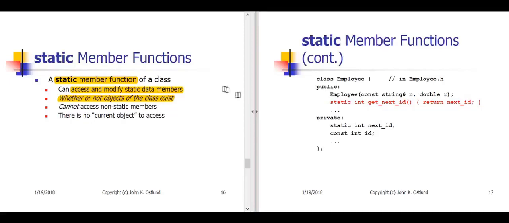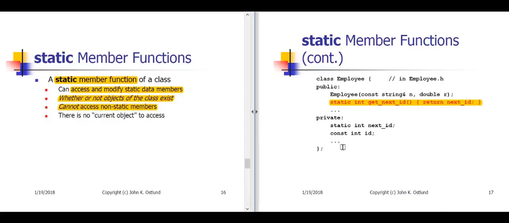So here on slide 17 we have an example of a static member function, getNextID, whose job is to return the value of the nextID static member variable. Even if there are no employee objects currently existing in the application, we can nevertheless use getNextID to find out what the next ID will be if we create an employee object. Static member functions are restricted from accessing non-static members.